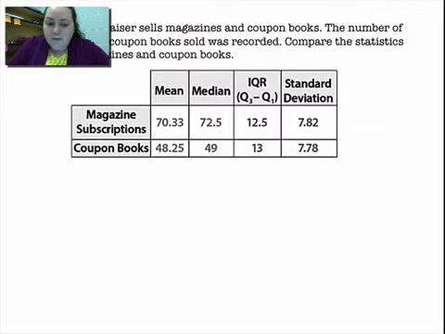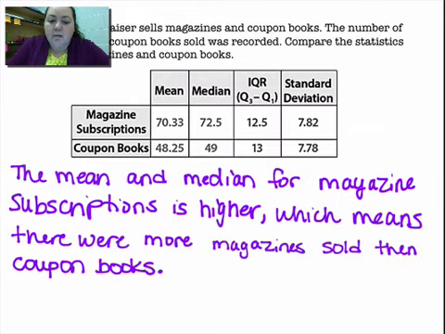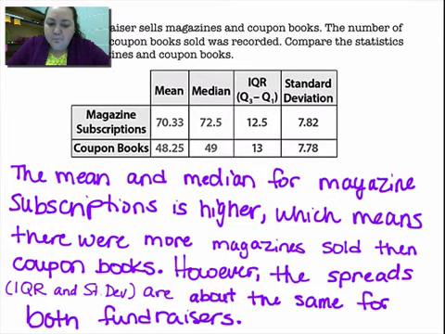Now, if you look at this, you'll see that the mean and median for magazine subscriptions is a lot higher than it is for coupon books. This means that there are more magazines sold than coupon books. Also, you notice that the mean and the median for both magazine subscriptions and coupon books are pretty close together. 70 and 72, not that far apart. 48 and 49, those are pretty close together. Also, you might notice that the spreads, the IQR and the standard deviations, are about the same for both types of fundraisers. So there's not a huge variation in how spread out the sales were.